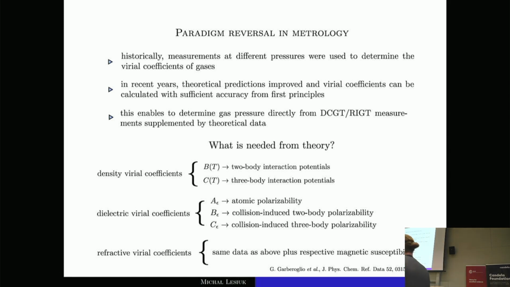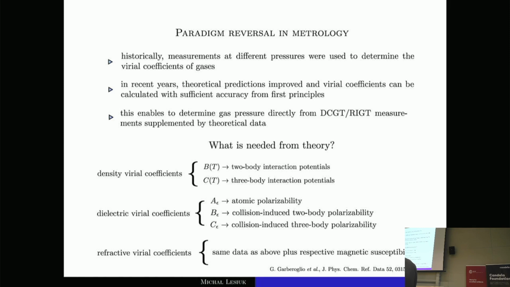Okay, and now moving slightly towards the theoretical bits. First of all, it's important to point out that in recent years we had a bit of a paradigm shift in this whole field of metrology, because historically the measurements I have mentioned were performed at different pressures, and then by inverting these equations, you could generate the virial coefficients, either the electric virial coefficients or the density virial coefficients. So these measurements historically were used to find these fundamental properties of a gas and to find the equation of state of the gas.